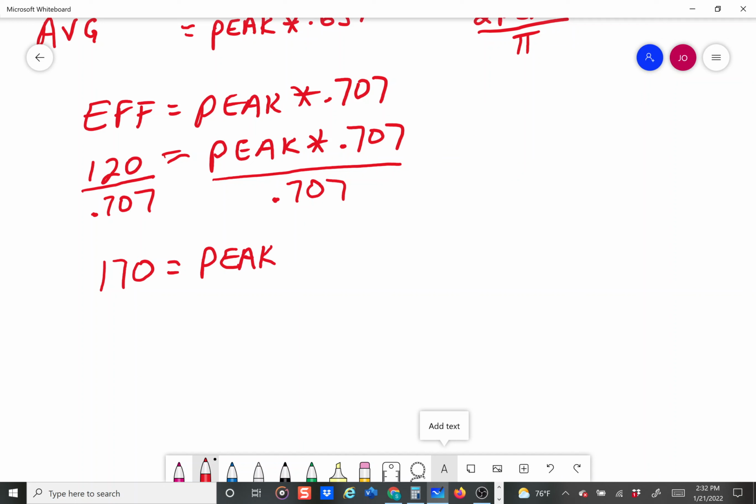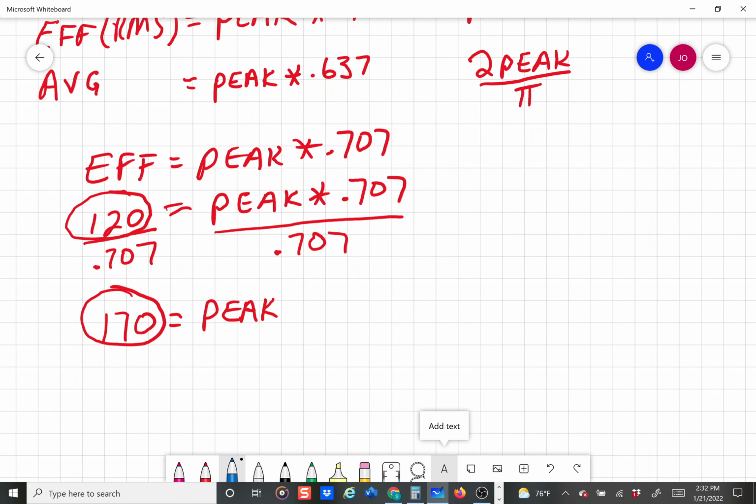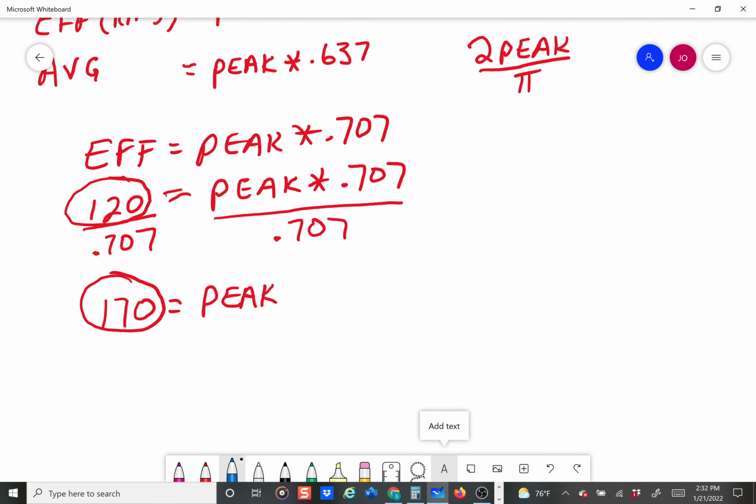All right. We are going to get to a point that I'm going to tell you guys to remember these 3 numbers. So here's one of the numbers I want you to memorize. And last but not least, now that I have a peak value, if I look back here again, I see that my average value equals peak times 0.637 or 2 peak over pi. For me, 2 peak over pi is a lot easier to use because I've already got a peak value. And lucky for me, that peak value is still in my calculator.